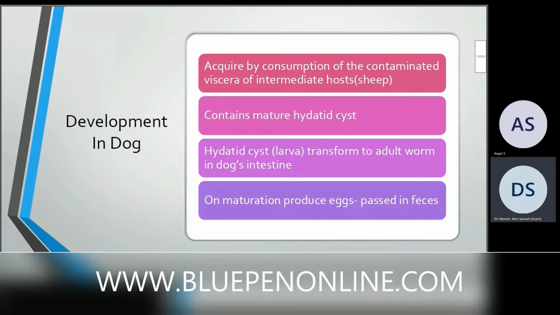So the development in a dog, I'll tell you. The dog acquires it by consumption of the contaminated viscera of the intermediate host, which contains the mature hydatid cyst. The hydatid cyst larva transforms into an adult worm in the dog's intestine. On maturation, the adult worm produces eggs, which are passed in the feces. So this is how Echinococcus granulosus develops in the dog. So you see there is adult worm formation, and adult worm sexual reproduction forms the eggs. So our dog is called the definitive host.